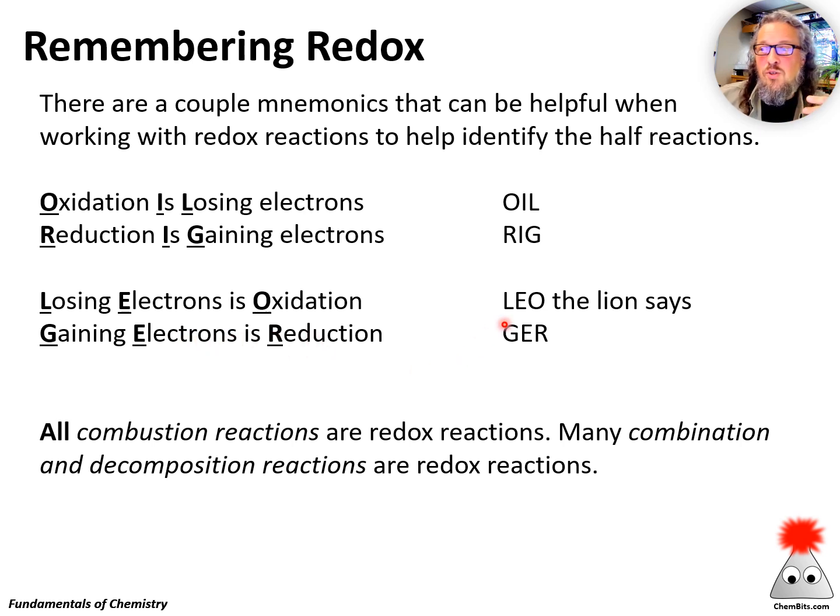So if you go to the zoo, you might see Leo the lion and he might say grr, right? So LEO, losing electrons is oxidation. The lion says GER, gaining electrons is reduction.